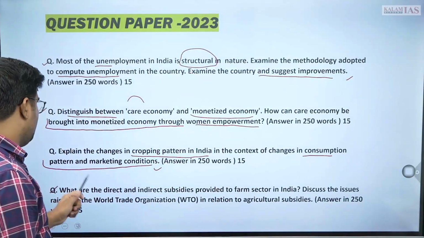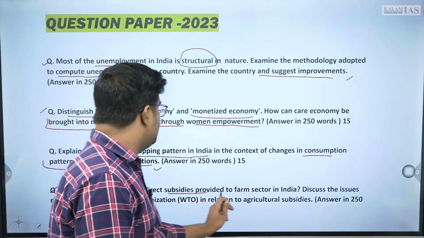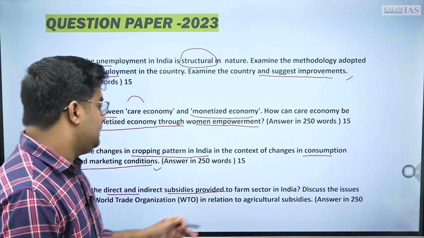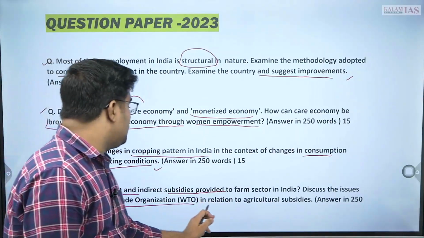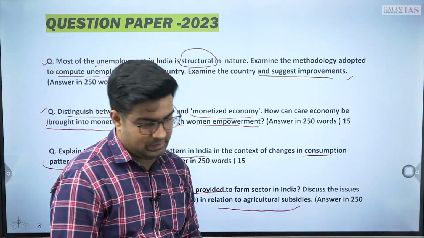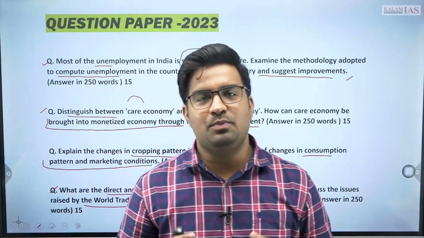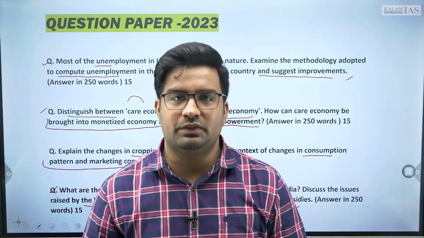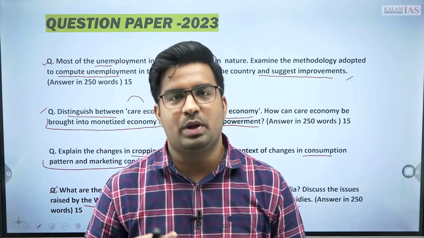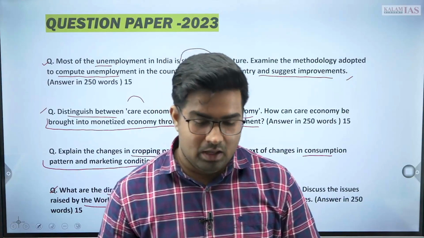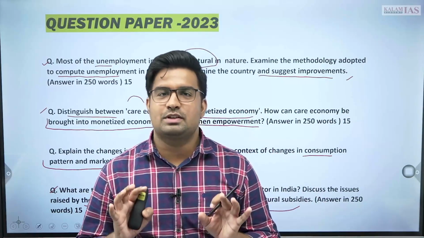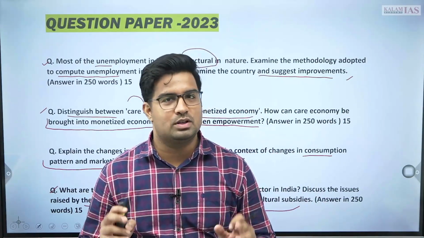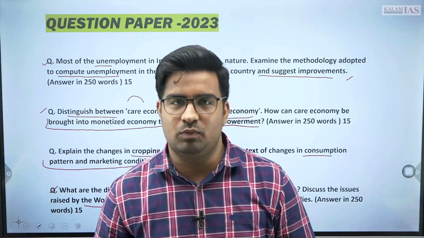Apart from it, what are the direct and indirect farm subsidies provided to farmers? Discuss the issues raised by the World Trade Organization in relation to agricultural subsidy. This was in the news, and most of the questions asked have either been in the news or the government was planning to take certain initiatives in this segment for better economic prospects. So with economics, most of this you must have sorted, because it was largely a current affairs based paper and most of the segments have been covered.